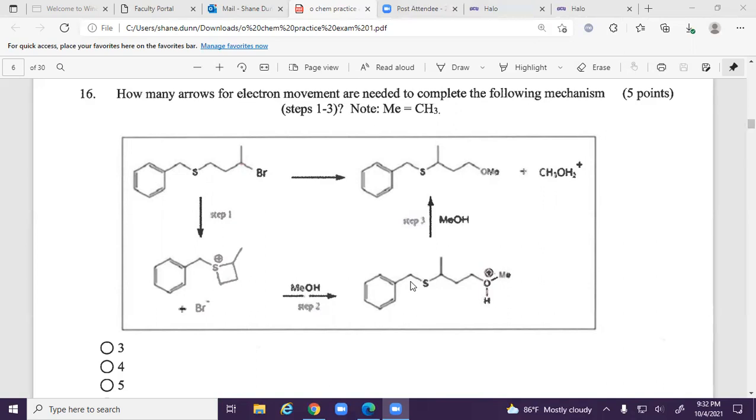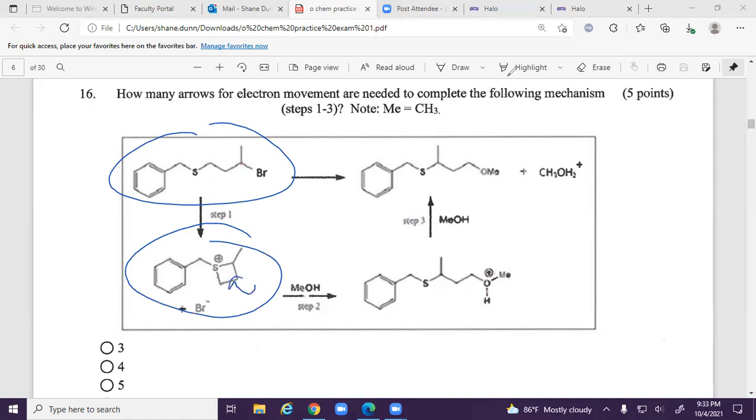So let's look at our thing in step one. Look at this guy. What's the first thing you notice? I got this ring going on here. That's scary. I don't like rings. Guess what Grubbs loves? He likes making rings and breaking rings. It's his favorite thing to do. It's very annoying.